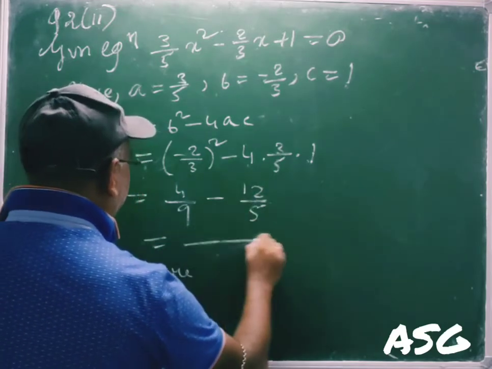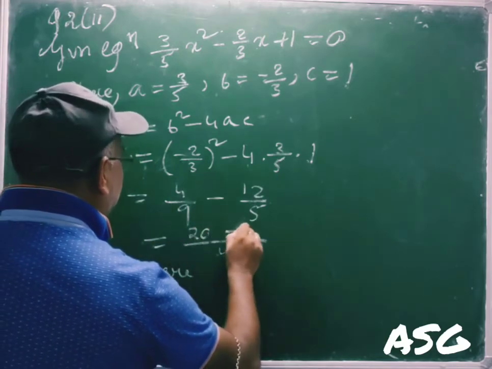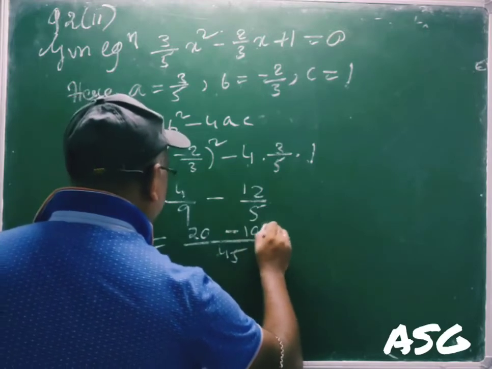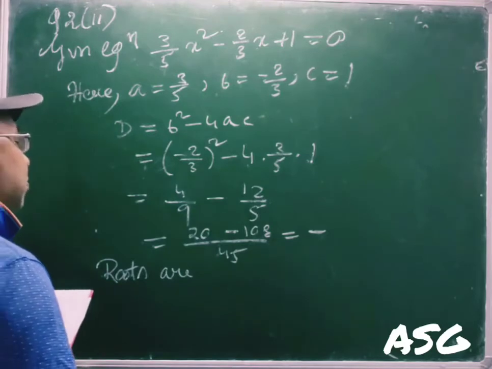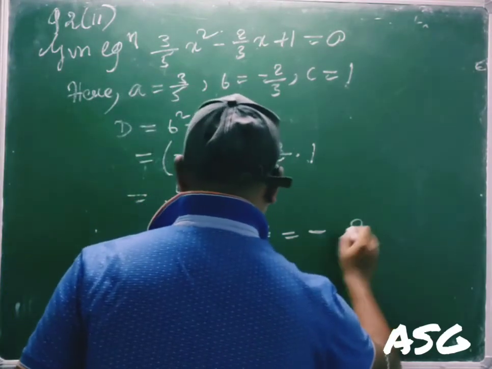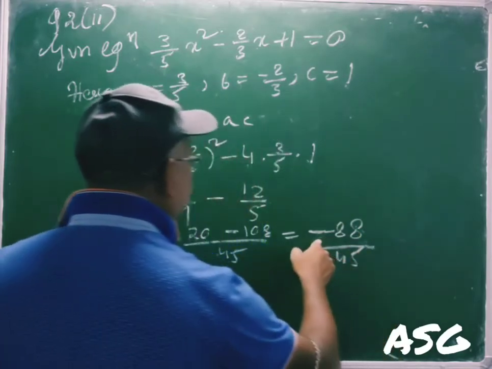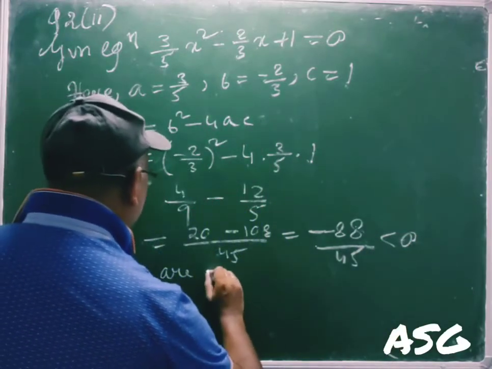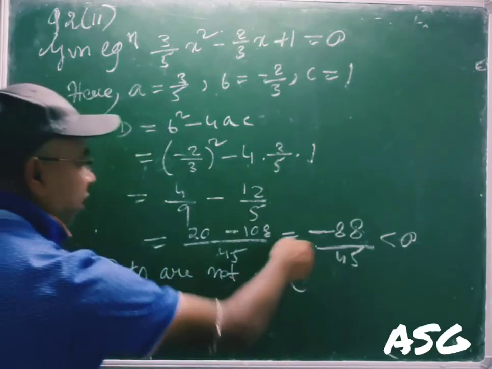Your LCM is 45. So 5 into 4, which is 20, minus, here it is again 9, 9 into 12 is 108. Which is equal to, you are getting a negative answer, minus 88 by 45, which is naturally negative, which is less than 0. So therefore, roots are not real. Why? Because it is less than 0.